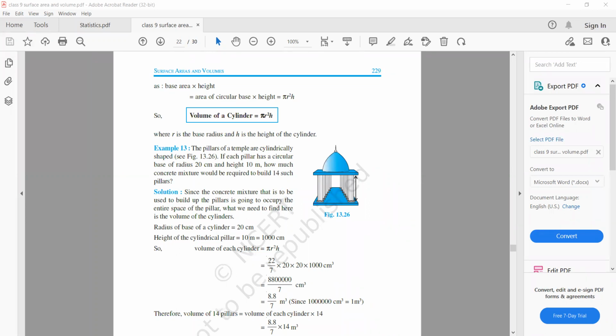So basically the volume enclosed inside can be easily obtained by multiplying this base area with the height. Understand? So this is how you got this formula, pi r square into h. Okay, Jaslyn?